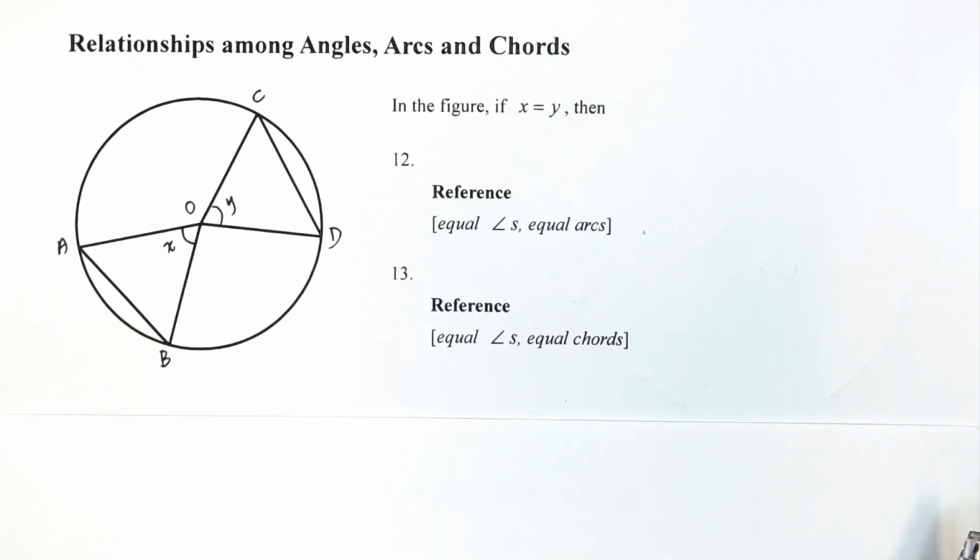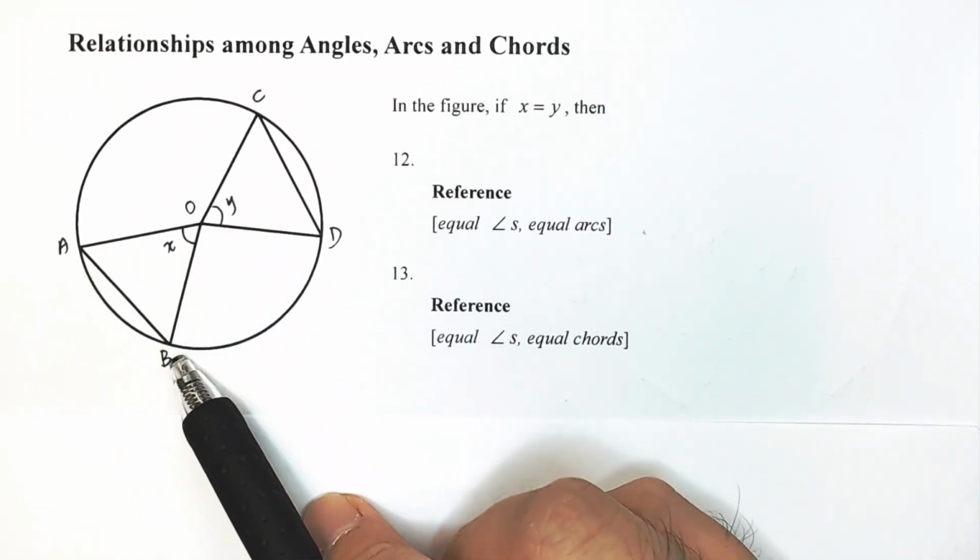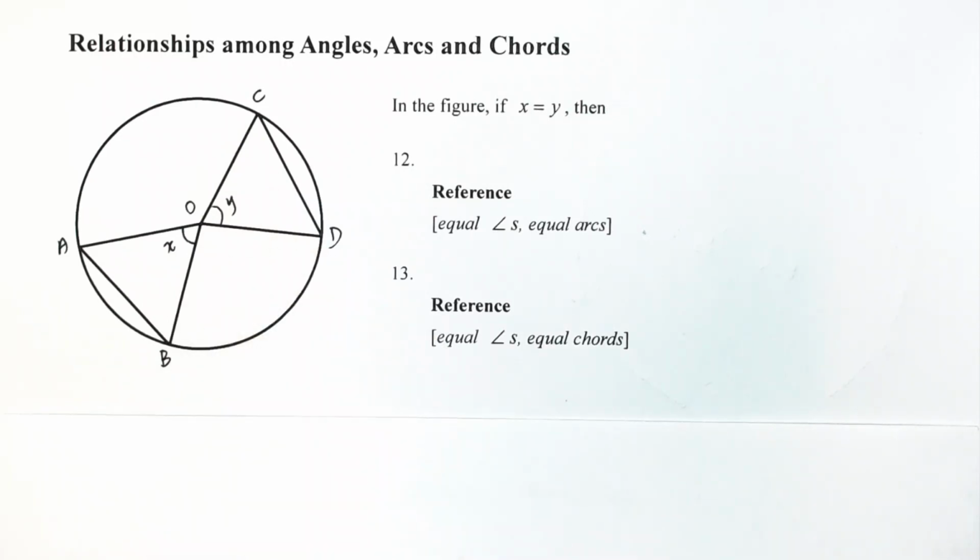Hello everyone. In this video, I'm going to talk about relations among angles, arcs, and chords in the circle. In the figure, if x is equal to y, that means the angles at the center subtended by AB and CD are equal, then we have two other things equal.